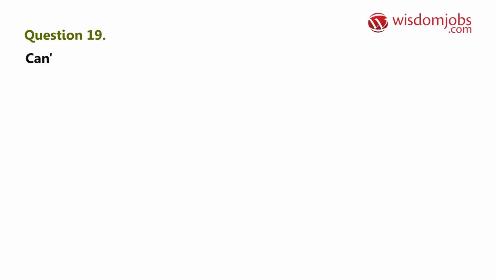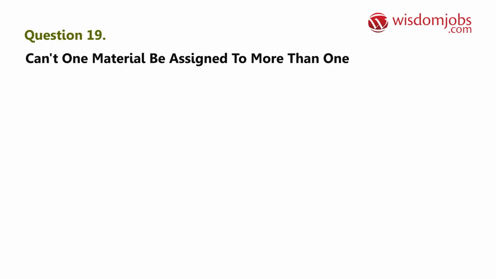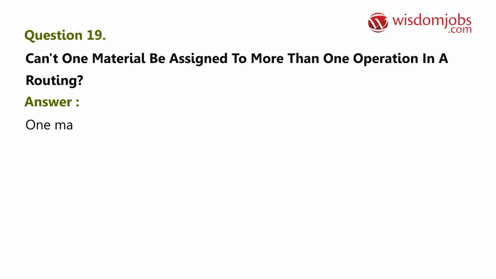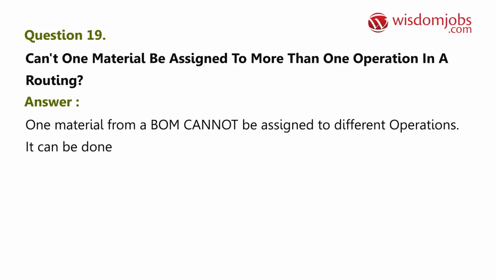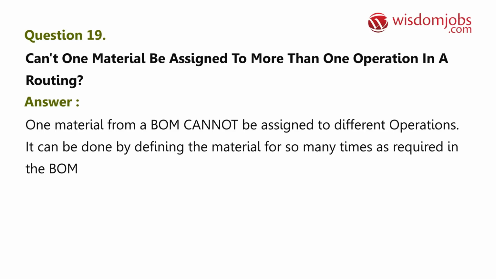Question 19. Can't one material be assigned to more than one operation in a routing? Answer: one material from a BOM cannot be assigned to different operations. It can be done by defining the material as many times as required in the BOM.